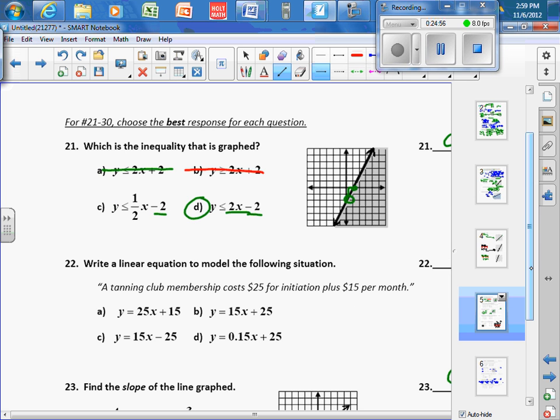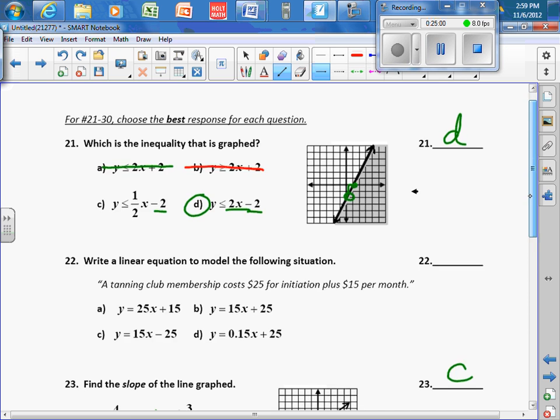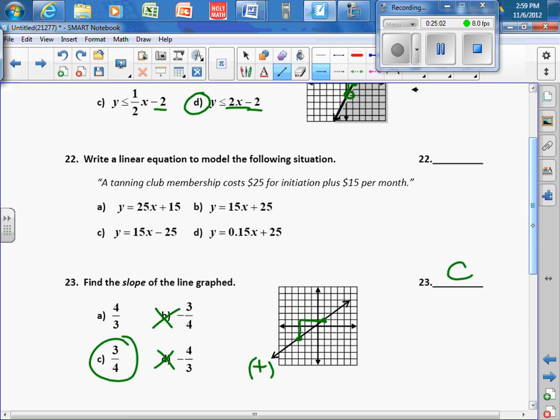Page 5. Write a linear equation to model the following situation. A tanning club membership costs $25 for an initiation plus $15 per month. Well, as we know, the word per gives us the slope, so we're looking at $15. So 15x plus 25 would be B.